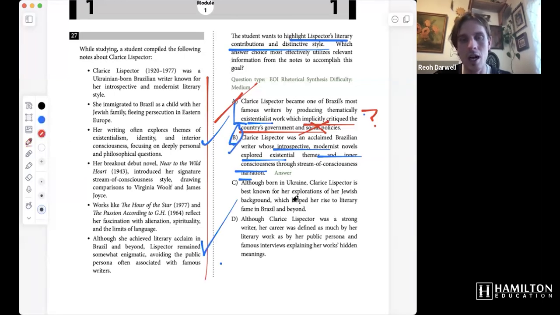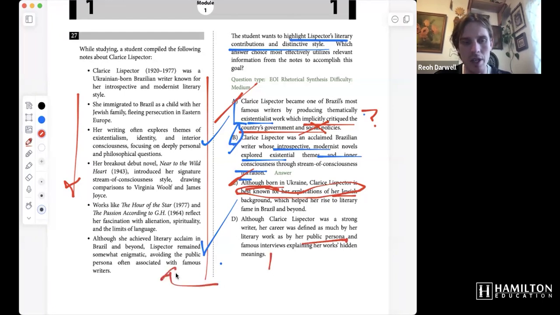C, right? She was born in Ukraine, good. And she did have a Jewish background, good. But is she known for her explorations of her Jewish background? No, right? Nowhere in here does it say that she is interested in exploring or that her novels explore her Jewish background. Okay, so it's unsupported. Finally, D, her career is defined as much by her literary work as by her public persona. Okay, her public persona did matter. And famous interviews explaining her work's hidden meanings. Well, when we look here, these two refute one another, so we can get rid of D.